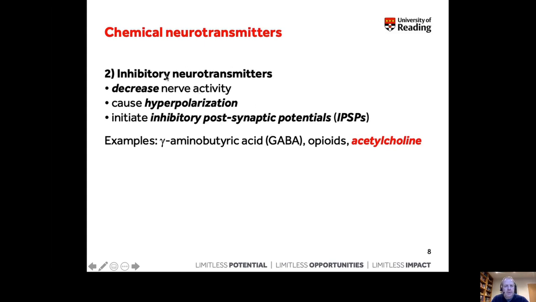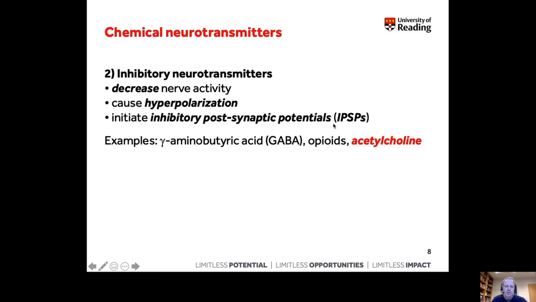So just to tell you a little bit about the other type that we're going to talk about in the next screencasts, inhibitory neurotransmitters. To contrast those with excitatory, they don't increase but they decrease nerve activity. From a biophysical point of view, they do this by not causing depolarization but causing hyperpolarization, and they initiate an inhibitory postsynaptic potential, so an IPSP. Examples of these are our most common inhibitory amino acid, gamma aminobutyric acid, GABA.